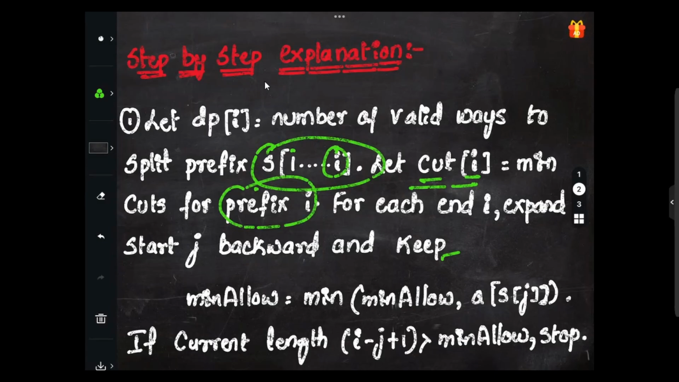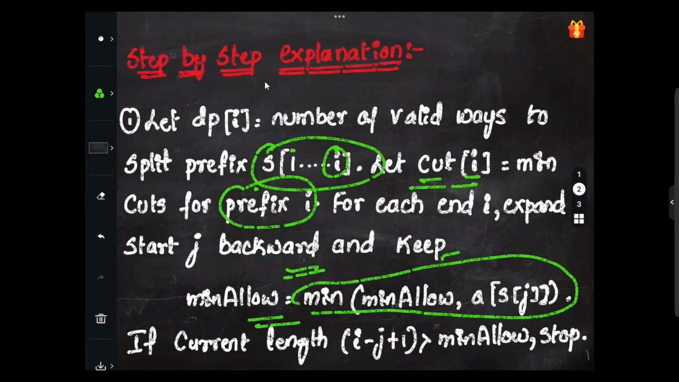So for each I, we have to expand and start j backwards and keep going, right? So this one we will be seeing when we write the code. You'll understand this one clearly, right? So we will be going with basically min allow equals min of min allow comma A of S of j, right? This part you'll understand when we write the code. So let's move on with the further things for now.